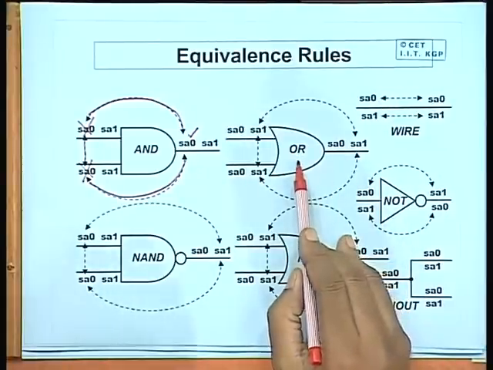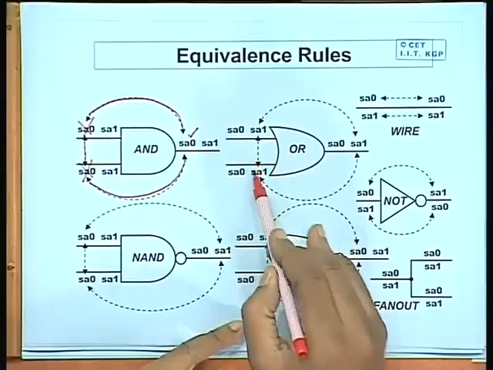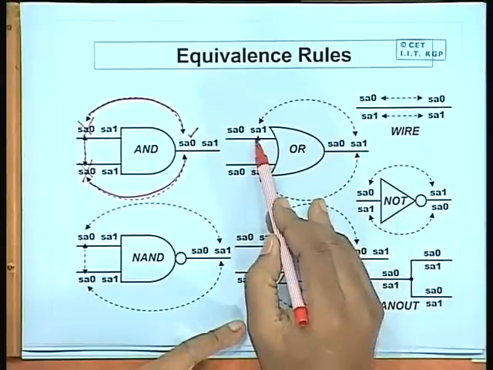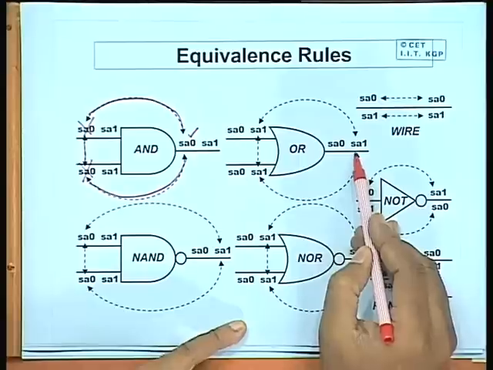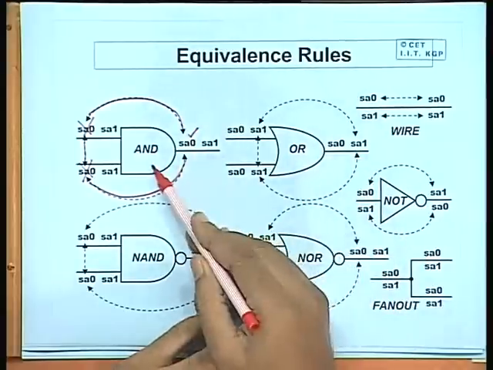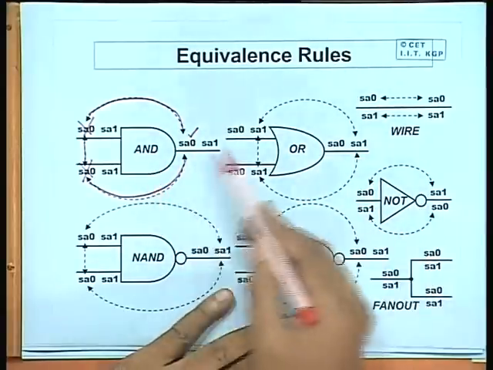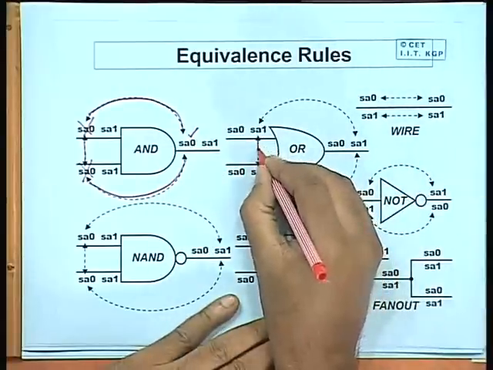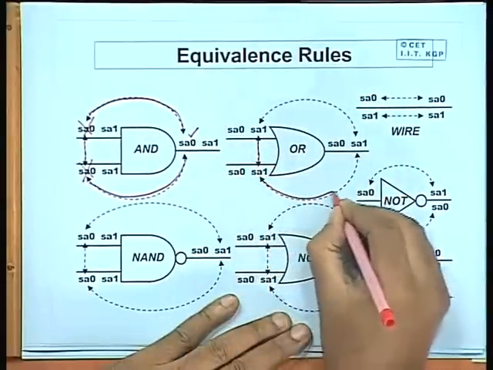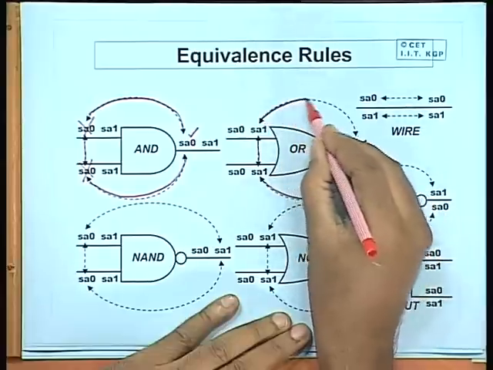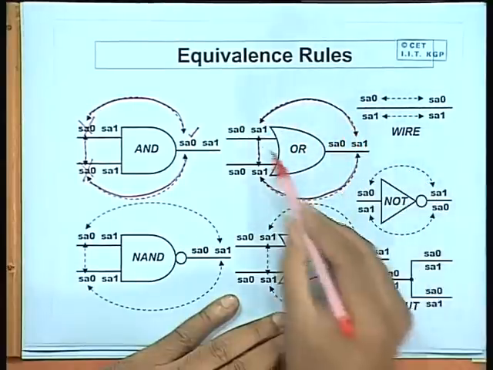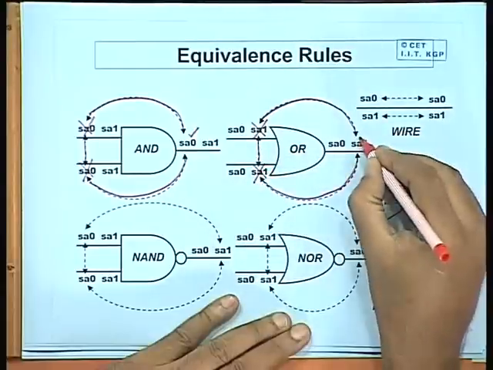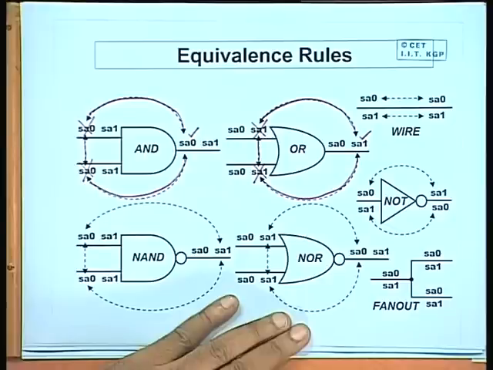Similarly, for our OR gate, the input stuck at 1 and the output stuck at 1 are equivalent, because if any of the input lines are at 1, the output will also be at 1. Just in a similar way as in this AND gate, here also these 3 faults will belong to the equivalent subset, and you can delete any 2 of them and keep 1.